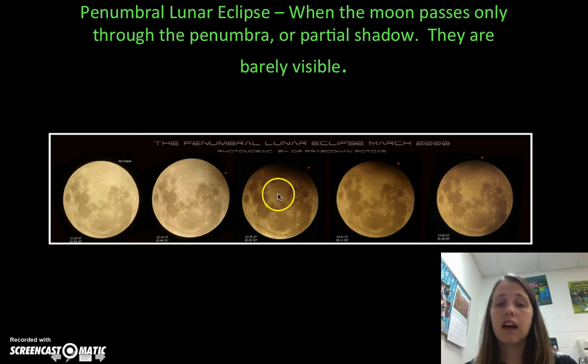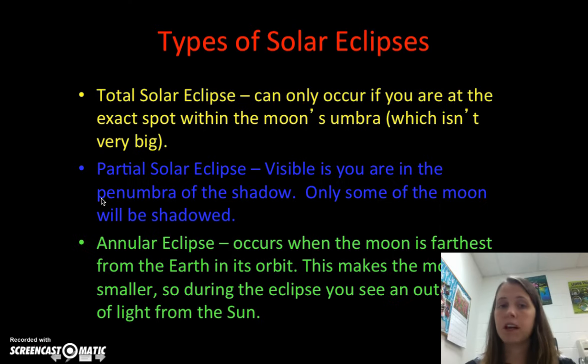Okay, it gets a lot darker, and so it is barely visible rather than being as bright as it normally is. So, types of solar eclipses. Moving on to solar, obviously now. There's a total solar eclipse, and this can occur if you are at the exact spot where the moon's umbra, which isn't very big, hits the Earth, so the shadow of the moon is shadowing on the Earth.